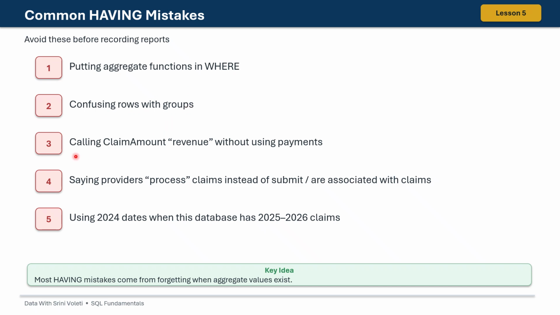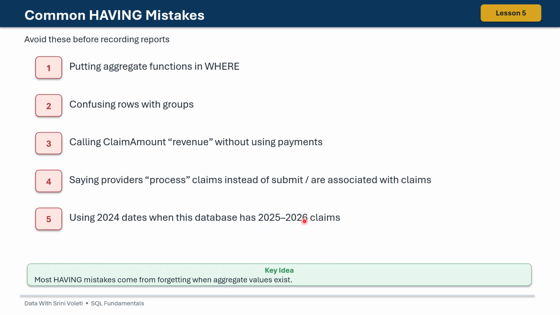The fourth mistake is saying providers process claims. From the payer's perspective, providers usually submit claims, and the health plan processes or adjudicates them. The fifth mistake is using 2024 dates. This version of the database contains 2025 and 2026 claim dates, so a 2024 filter would return no useful result. The correction makes the lesson more accurate and more professional.